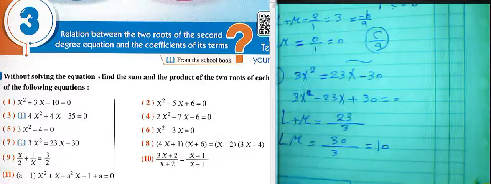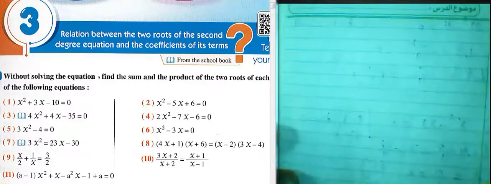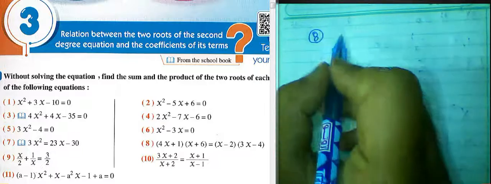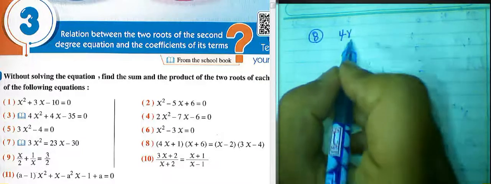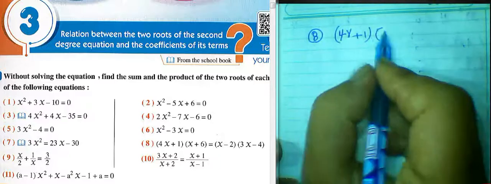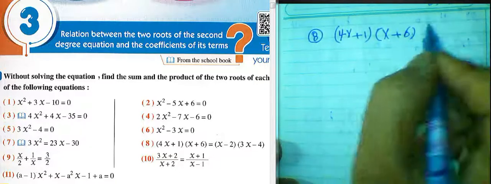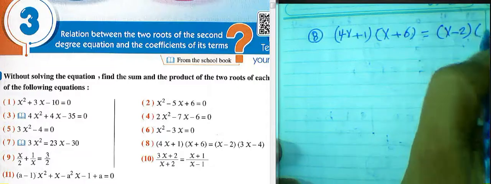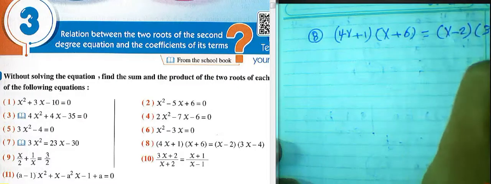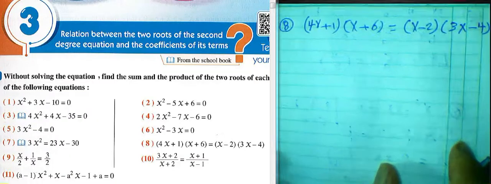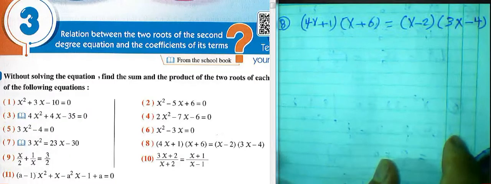Okay, look with me at question number 8. Question 8, (4x plus 1) in parentheses multiply (x plus 6) in parentheses equals (x subtract 2) multiply (3x subtract 4). We must simplify. Who can solve it with me?